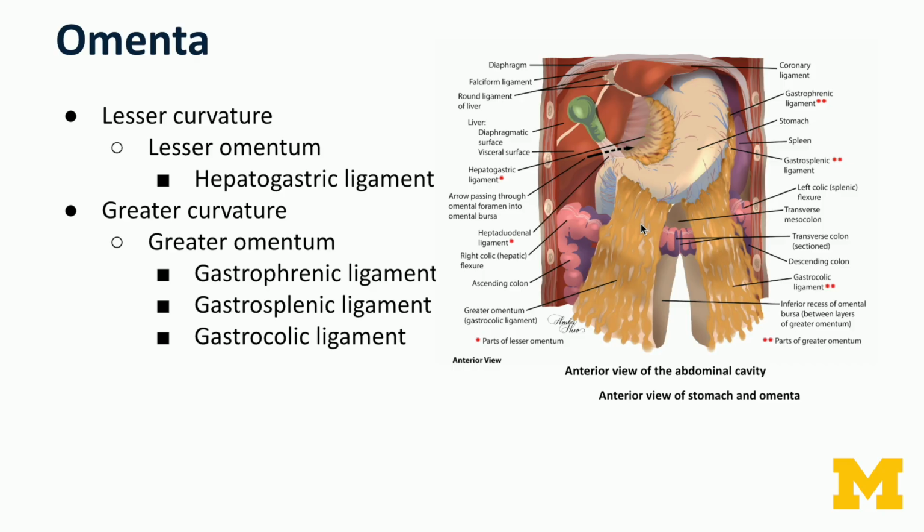Recall we also have omentum associated with the stomach, both a lesser omentum associated with the lesser curvature of the stomach, and that is going to connect the liver to the lesser curvature via the hepatogastric ligament. And then the greater curvature of the stomach has both a gastrophrenic ligament connecting that greater curvature to the diaphragm, a gastrosplenic ligament connecting the greater curvature to the spleen, and a gastrocolic ligament connecting the stomach back up to the transverse colon, which is going to be a quad layer of visceral peritoneum.